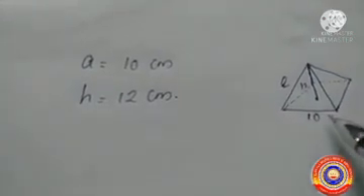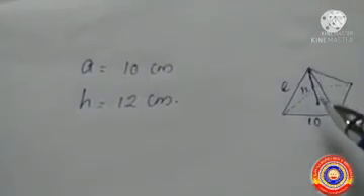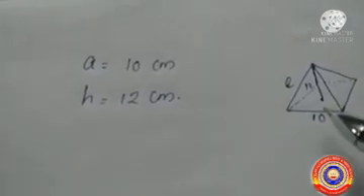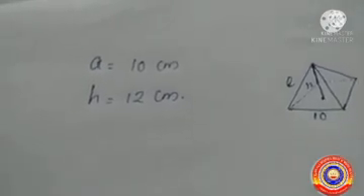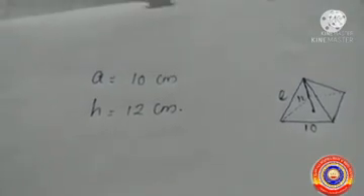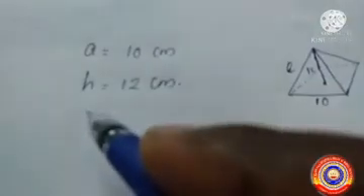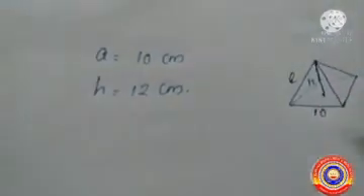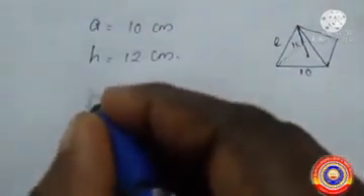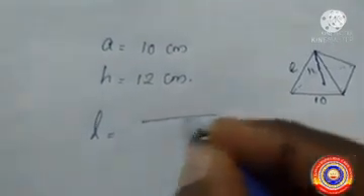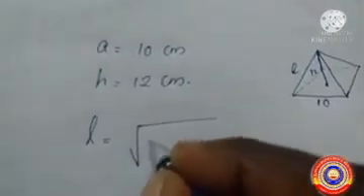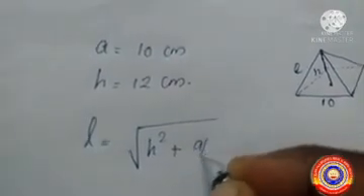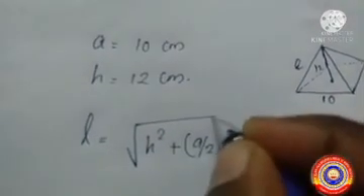Here, base edge is equal to 10 cm and height of the pyramid is equal to 12 cm. We have to find the lateral edge, that means the sides of the triangle. Here, A equal to 10 cm and H is equal to 12 cm. Using A and H, first we have to find L, because there is no relation between A, H and E.